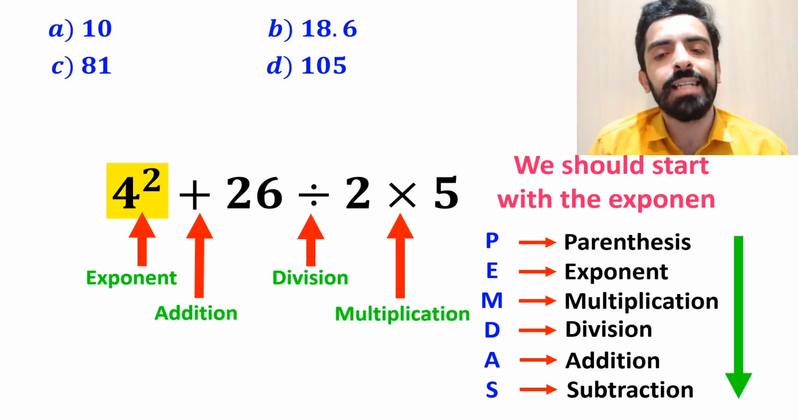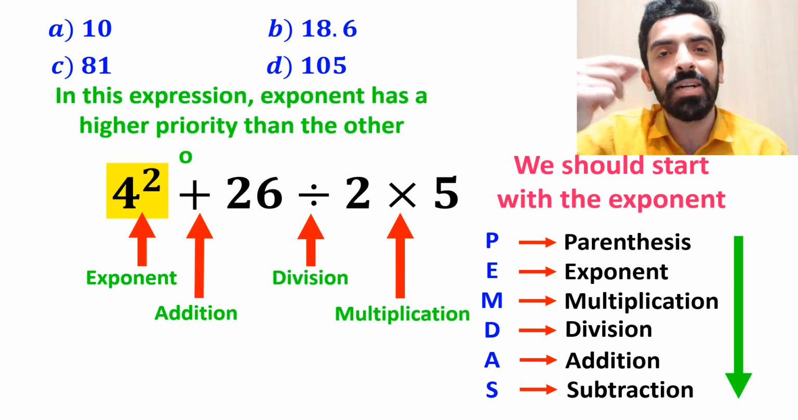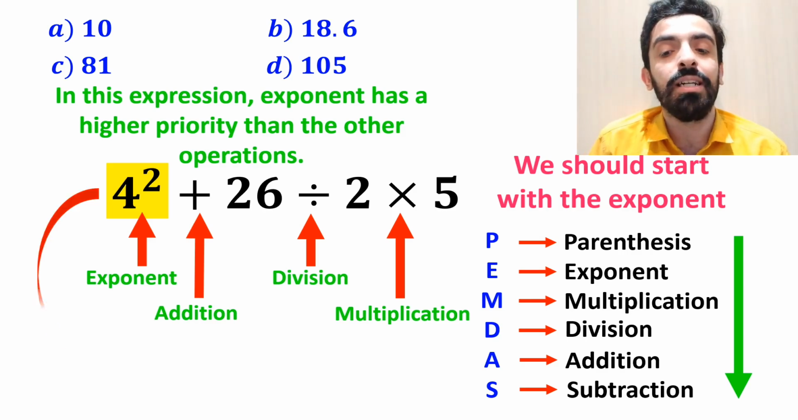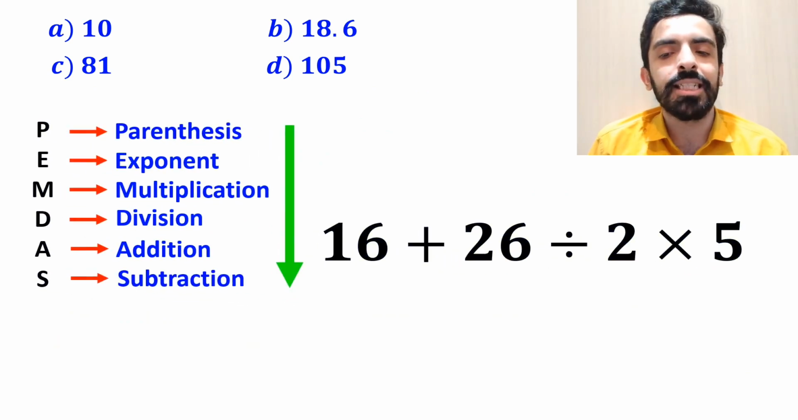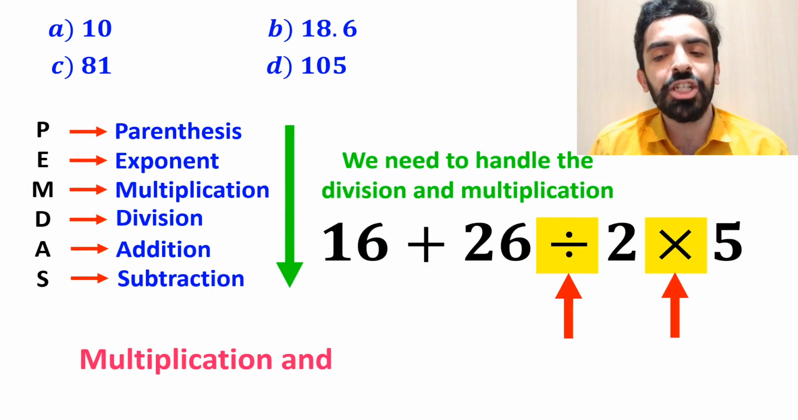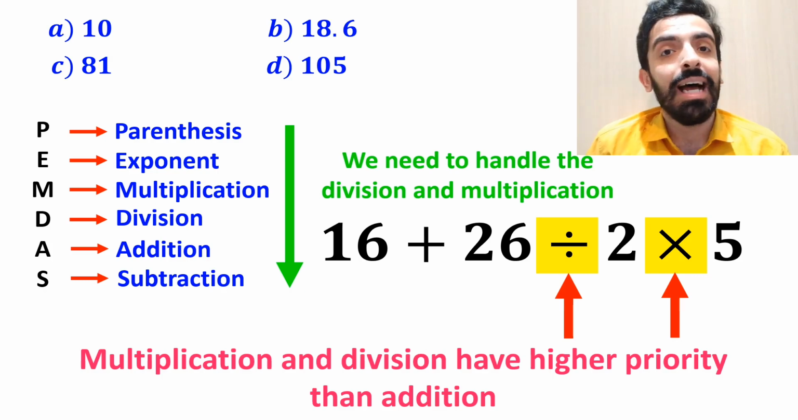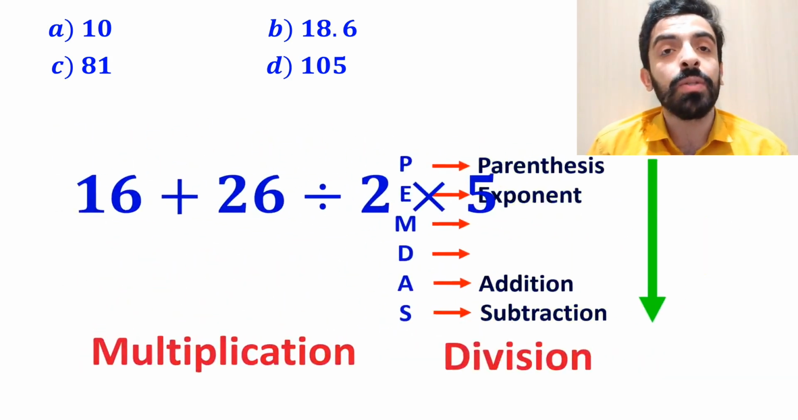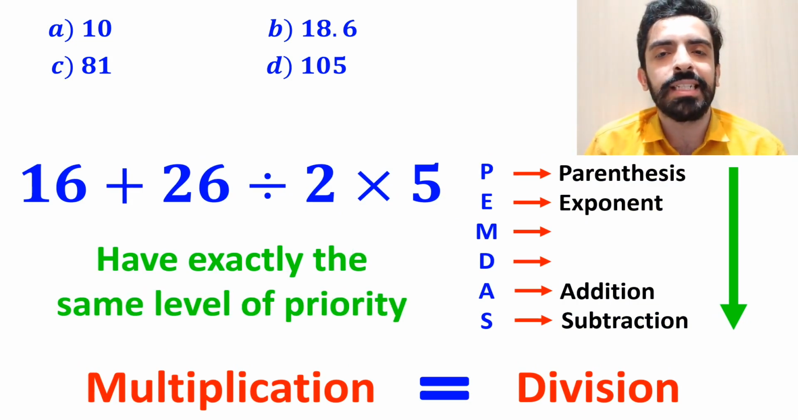We should start with the exponent, because in this expression, exponent has a higher priority than the other operations. So, this expression simplifies to 16 plus 26 divided by 2 multiplied by 5. And the next step, we need to handle the division and multiplication, since multiplication and division have higher priority than addition. However, it's very important to note that multiplication and division have exactly the same level of priority.